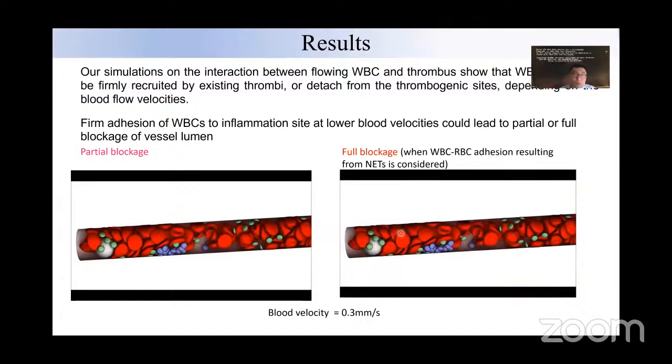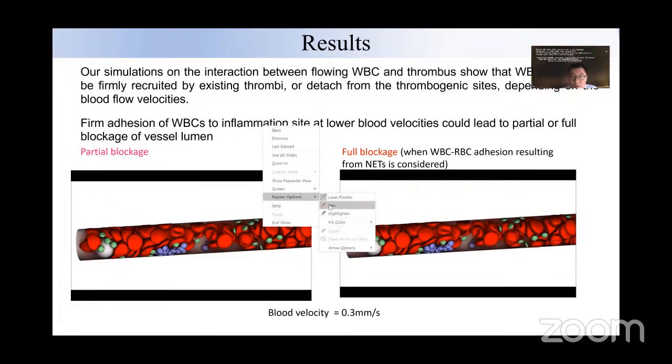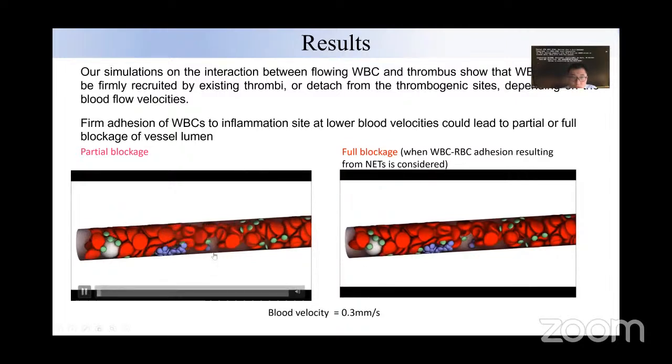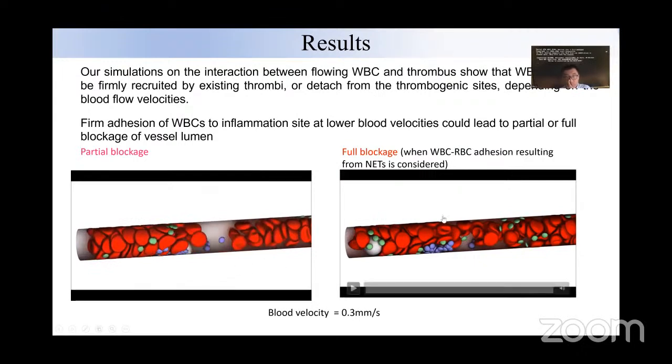First, we simulate a white cell flowing toward an existing platelet aggregate. We find that when the blood flow velocity is relatively low, the white cell can adhere to the thrombogenic site and partially block the blood flow.